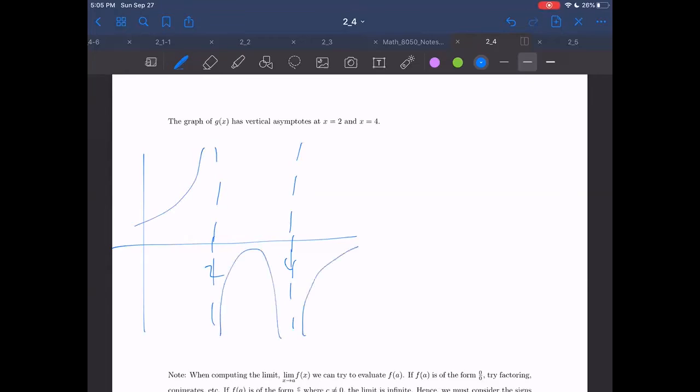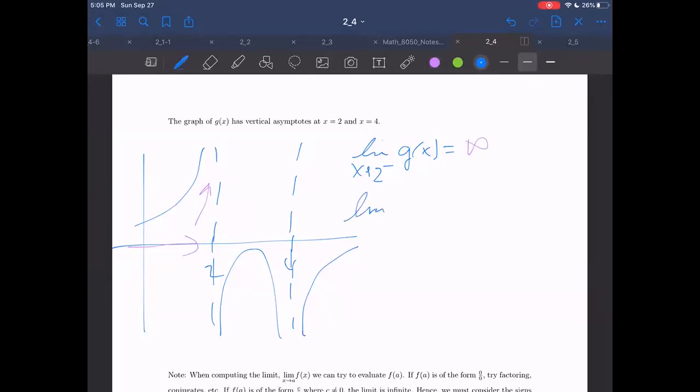Okay, and so we want to look at a couple different points. So let's look at what's happening around 2. So we've got the limit as x approaches 2 from the left of our function g of x. Graphically, we can see that as x approaches 2 from the left, what's our function doing? Well, it's going off towards positive infinity.